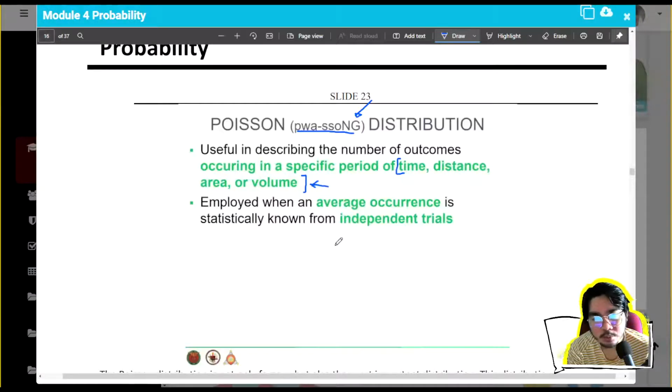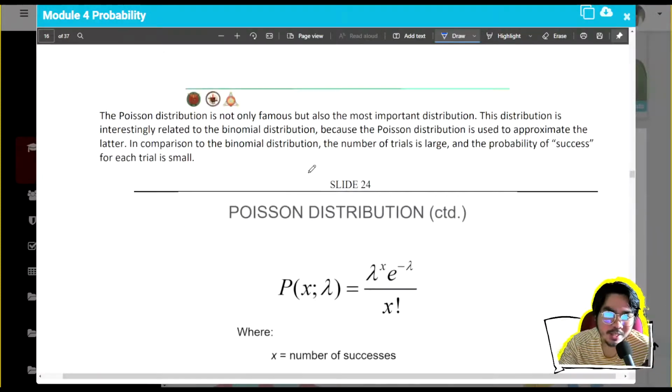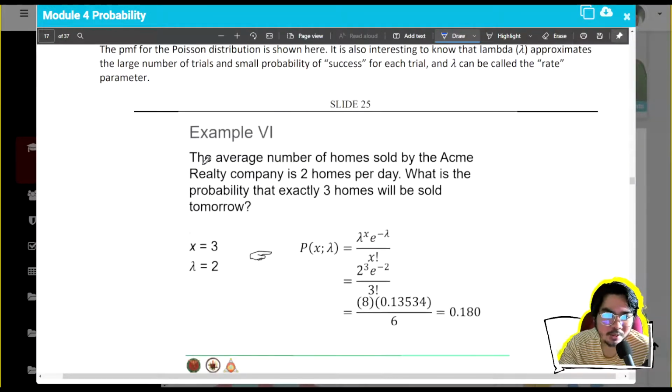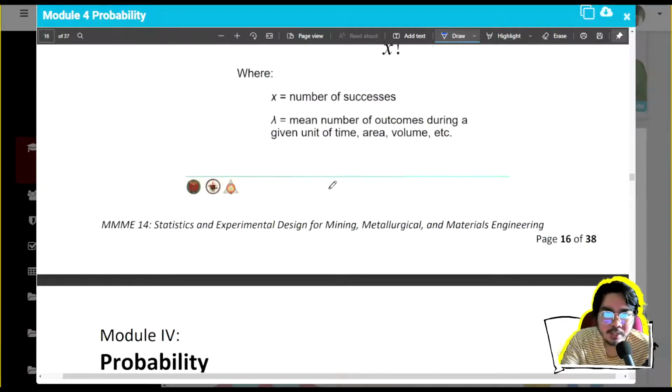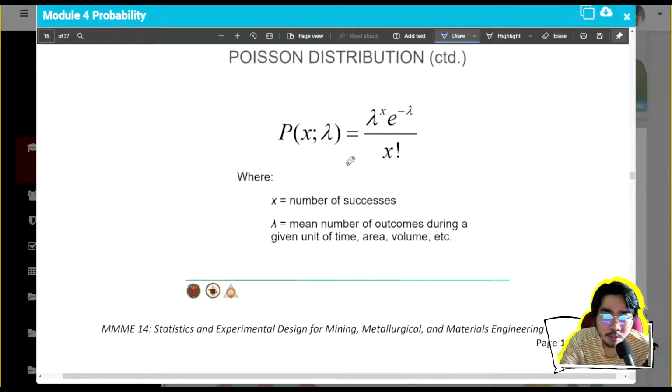So si Poisson distribution is usually may telltale signs dito, no, na Poisson yung gagamitin nyo. Kasi usually yung problem is stated that like for example, the average number of homes sold by Acme Realty Company. So, ibig sabihin, meron kang parang average na binigay, no? Meron siyang established na average that is already known. So, yun yung clue nyo na parang automatic dapat mag-click sa utak nyo na, okay, Poisson distribution to. Okay? So, the Poisson distribution is stated this way, no?